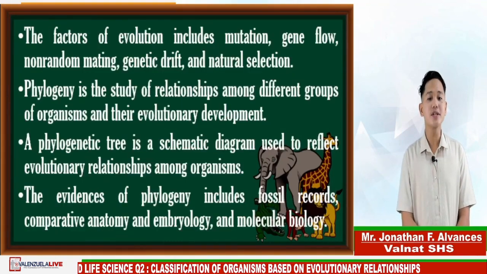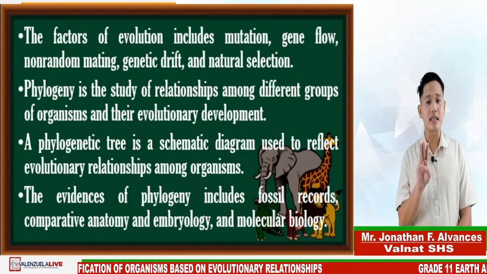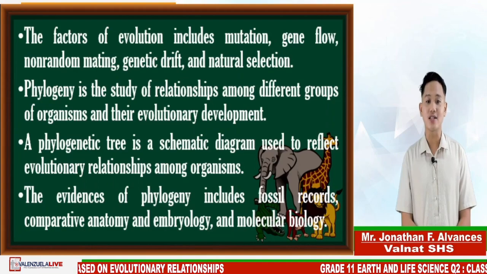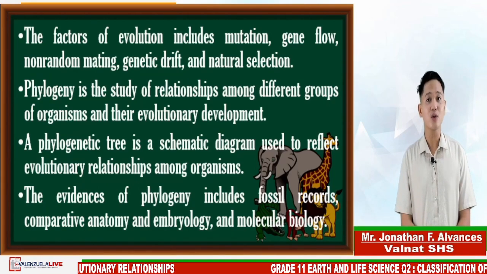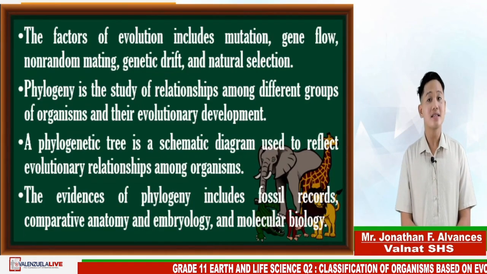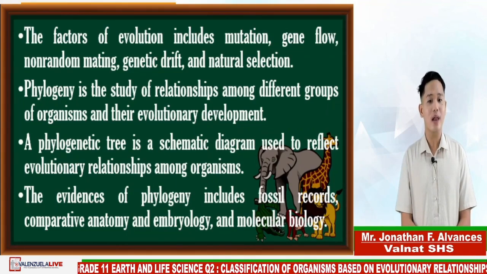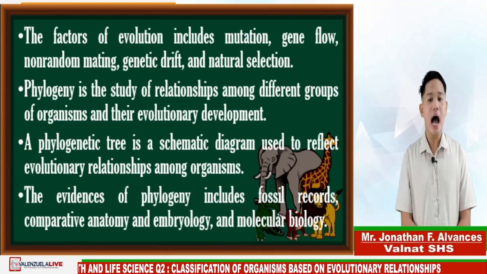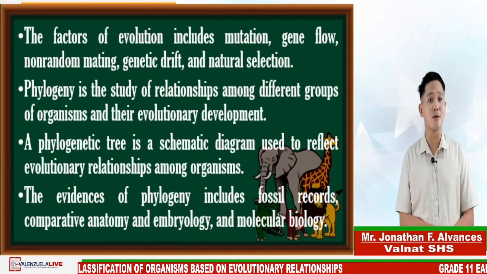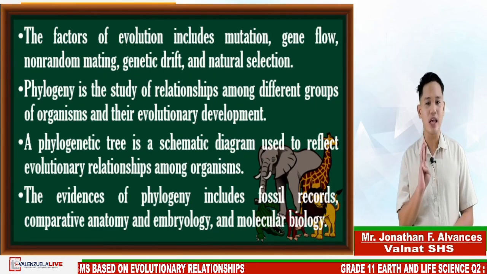4, the factors of evolution include mutation, gene flow, non-random mating, genetic drift, and natural selection. 5, phylogeny is the study of relationships among different groups of organisms and their evolutionary development. 6, a phylogenetic tree is a schematic diagram used to reflect evolutionary relationships among organisms. And 7, the evidences of phylogeny include fossil records, comparative anatomy and embryology, and molecular biology.